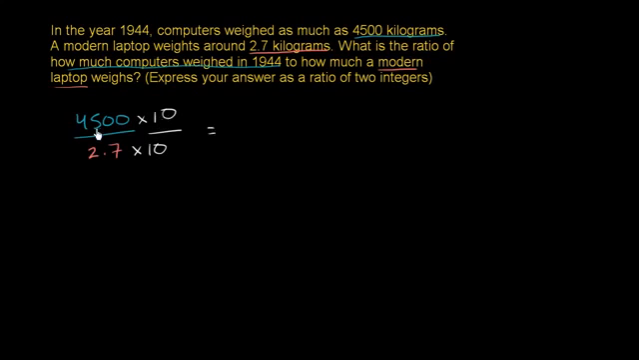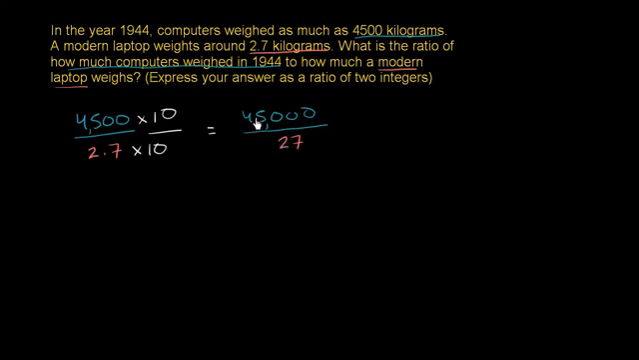Well, in the numerator, 4,500 times 10 is 45,000. Put a comma here, makes it a little bit easier to read. And in the denominator, and this is the whole point of why we multiplied by 10, 2.7 multiplied by 10 is 27. So we've now expressed our answer as a ratio of two integers. So this is completely legitimate, but we could also simplify this.